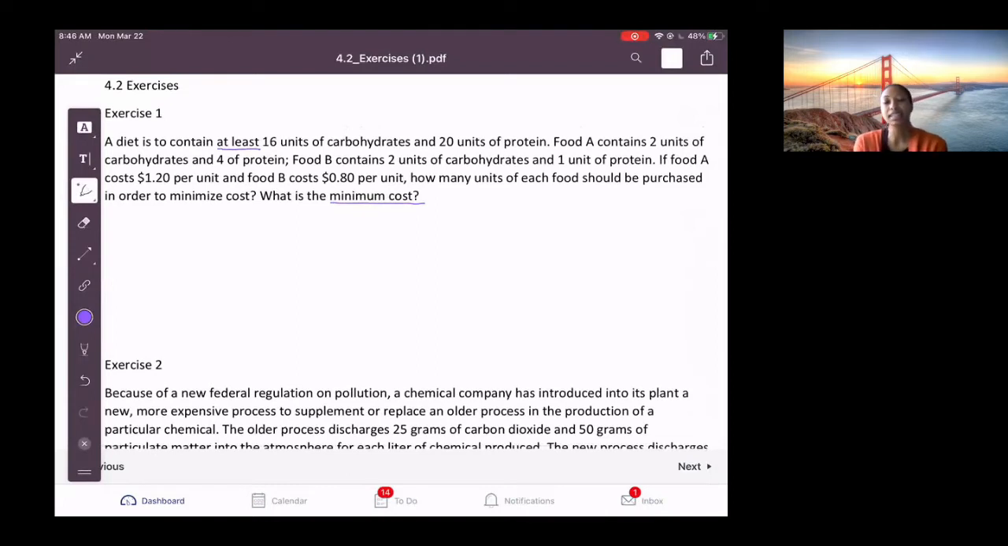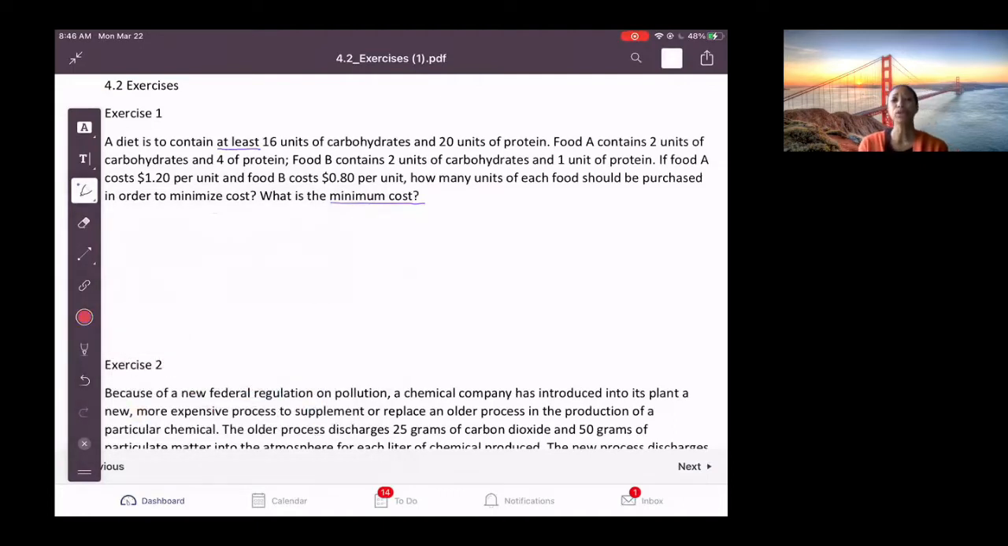A diet is to contain at least 16 units of carbohydrates and 20 units of protein, okay? Food A contains 2 units of carbohydrates and 4 units of protein. Food B contains 2 units of carbohydrates and 1 unit of protein. If food A costs $1.20 per unit and food B costs 80 cents per unit, how many units of each food should be purchased in order to minimize the cost, and what is the minimum cost?